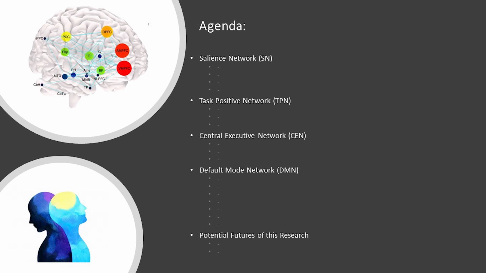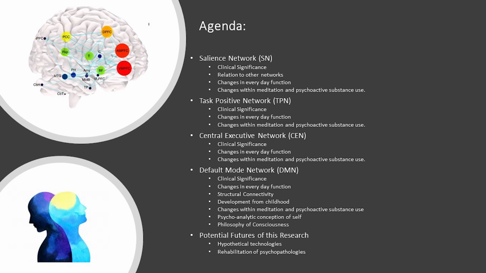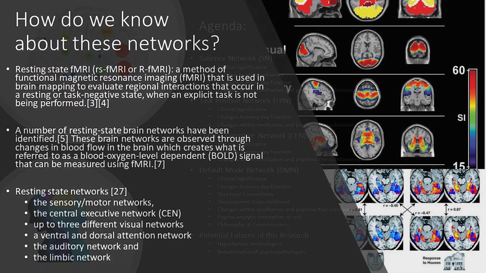So the agenda for this video is thus: for each network I'll be giving the known correlated areas of the brain, the clinical significance, i.e. its correlation to mental disorders, some of the changes in everyday function, structural connectivity to other networks, changes in meditation and psychoactive substance use, and with the default mode network, which is probably the most widely researched and theorized about, I will be talking about the psychoanalytic conception of self and the philosophy of consciousness. At the end, I will also be talking about potential future research potentials with this scientific knowledge, including hypothetical technologies and rehabilitation of psychopathologies.